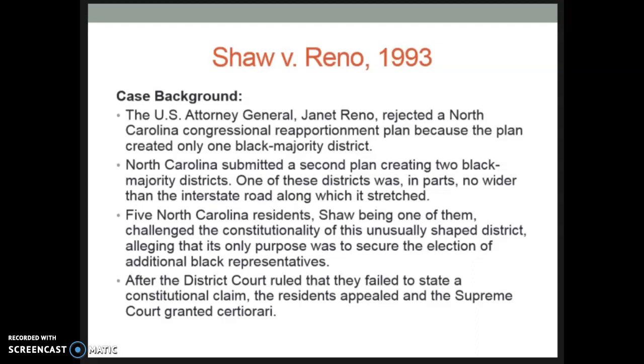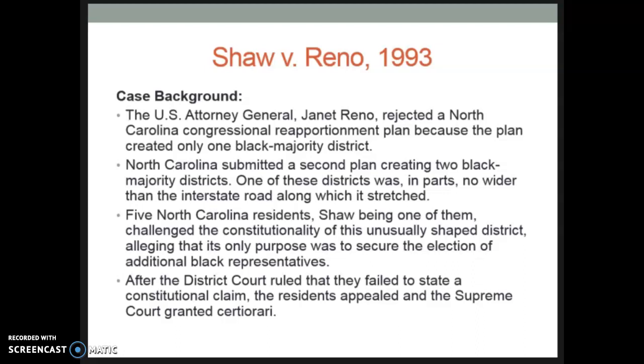However, the second district that they drew followed I-85 in North Carolina from about Greensboro through Winston-Salem, High Point, and then it went down towards Charlotte. And so along that road, the district itself was only as wide as I-85. And so there were 5 North Carolina residents who looked at these maps. One of them was named Shaw, who lived in this district, and he said that the district was drawn unusually on purpose, and therefore its only purpose was to secure the election of additional black representatives, and that disenfranchised him because the district was not drawn to encourage adequate representation of North Carolinians, but instead to use the drawing of maps as a way to intentionally increase black representation in Congress.